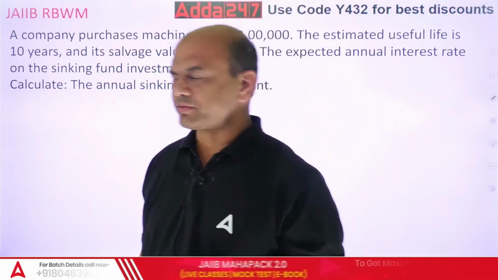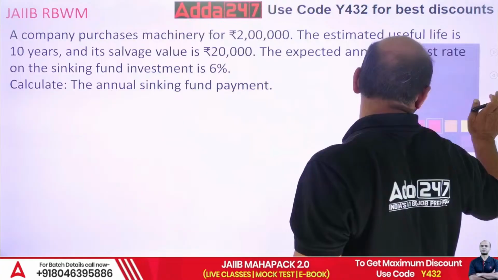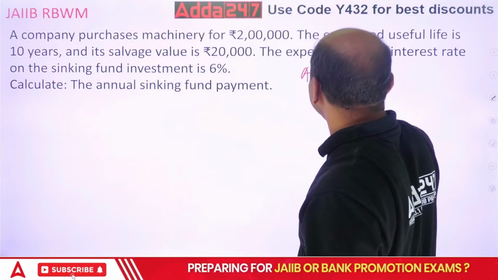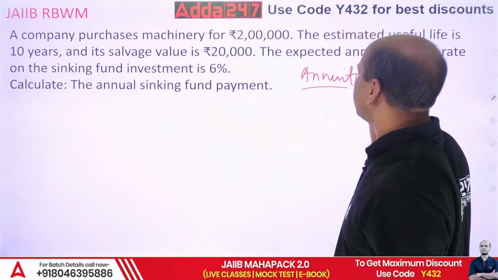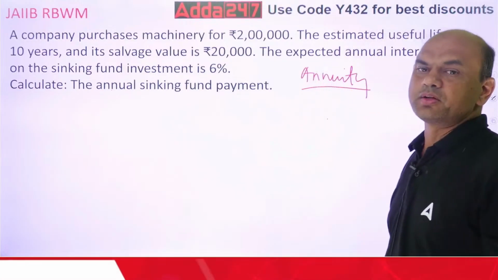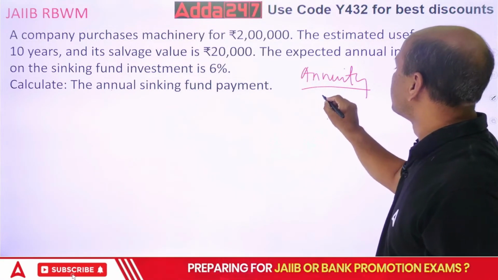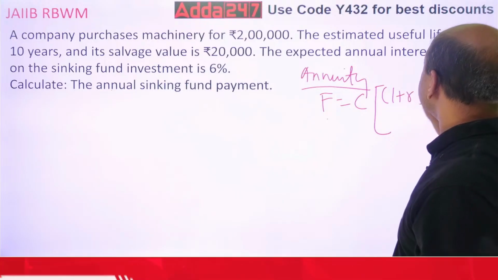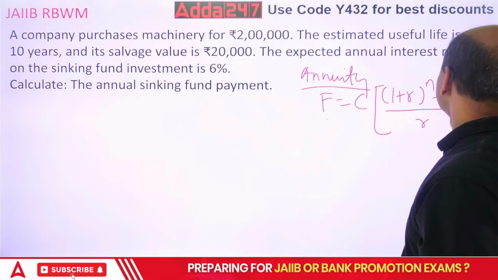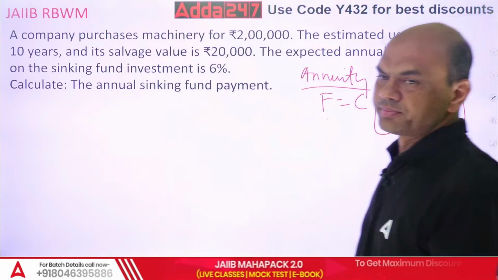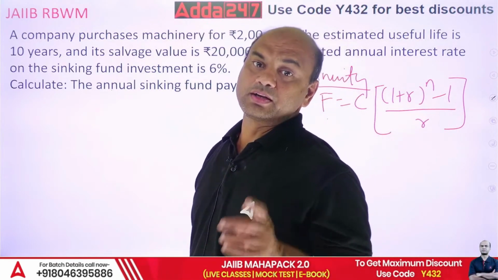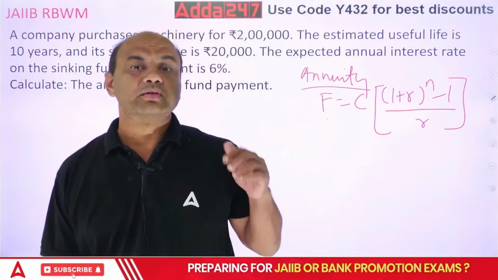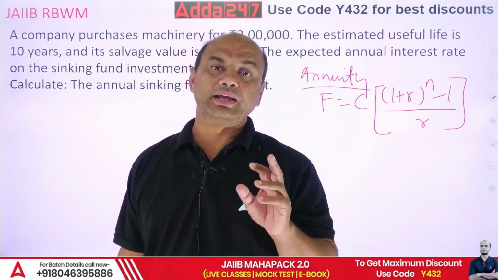Confused? Let me explain you. See this. In annuity, whenever you solve any annuity, what is the formula for annuity future value? F equals C into (1 plus R raised to N minus 1) the whole upon R. This is the formula for future value, annuity. Everyone knows this. I have taken it many times.